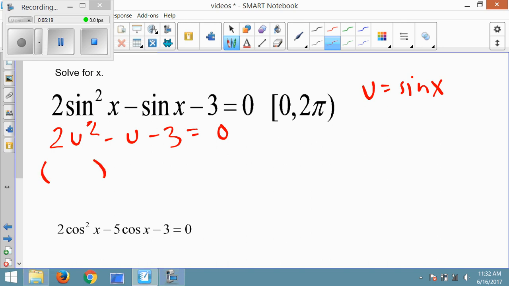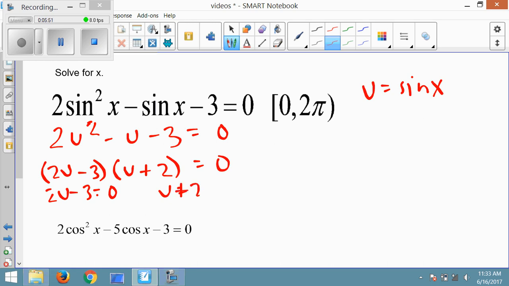So you are trying to figure out what the factors are for a quadratic that has 2u squared minus u minus 3. So I'm going to have a 2u and a u. I need to add to -1, so I need a -3 and a +2. So we have 2u minus 3 equal to 0, and u plus 2 equal to 0.